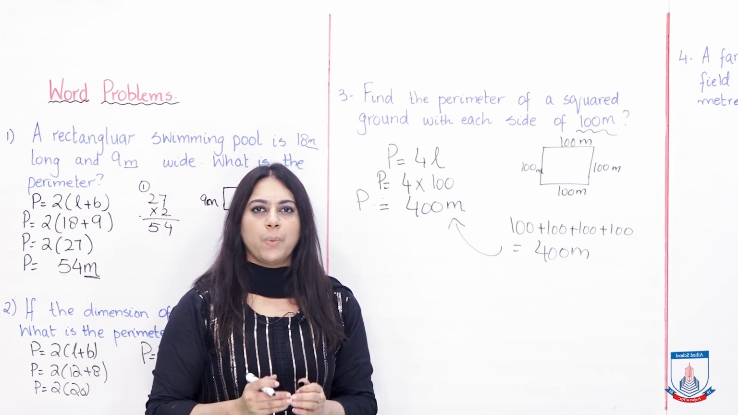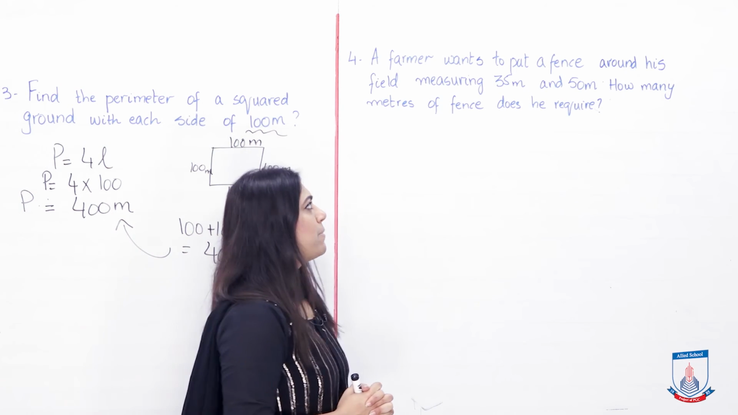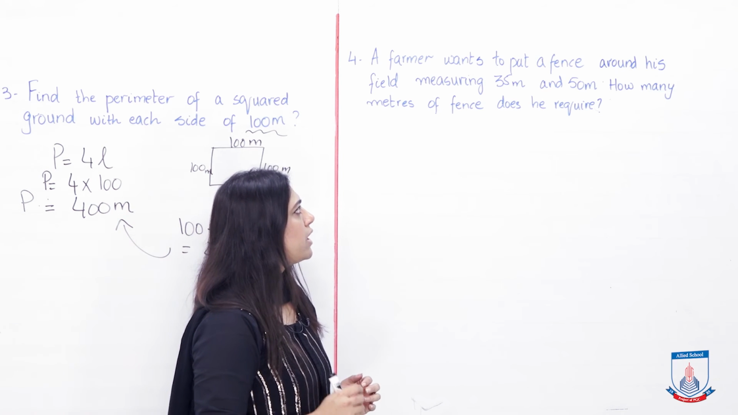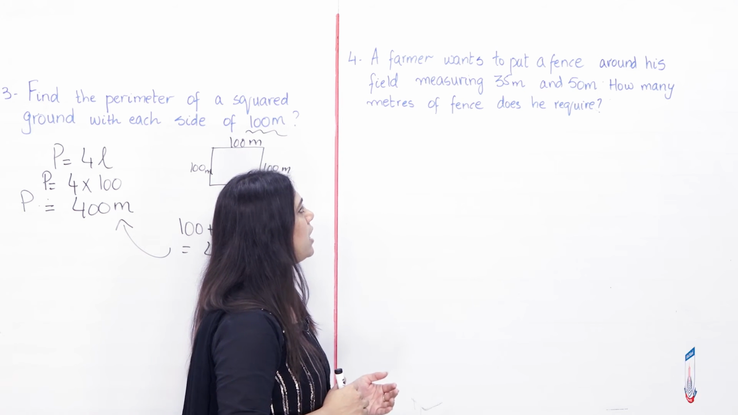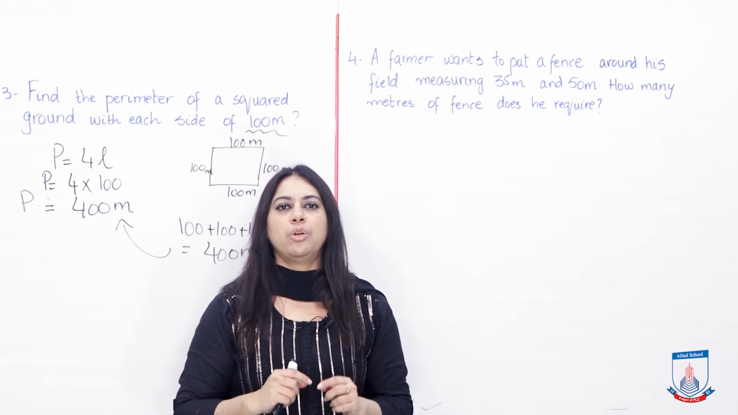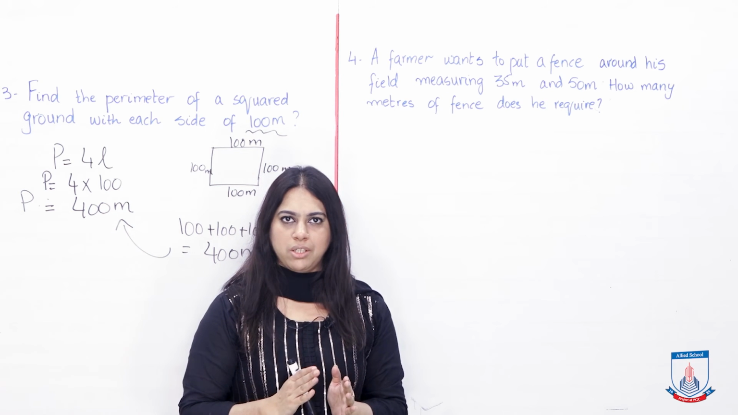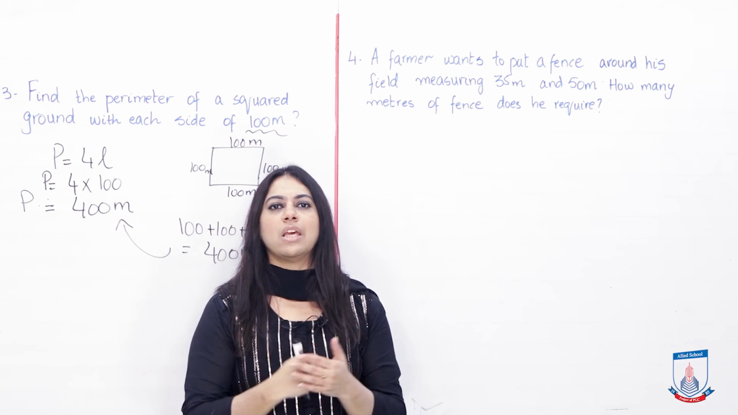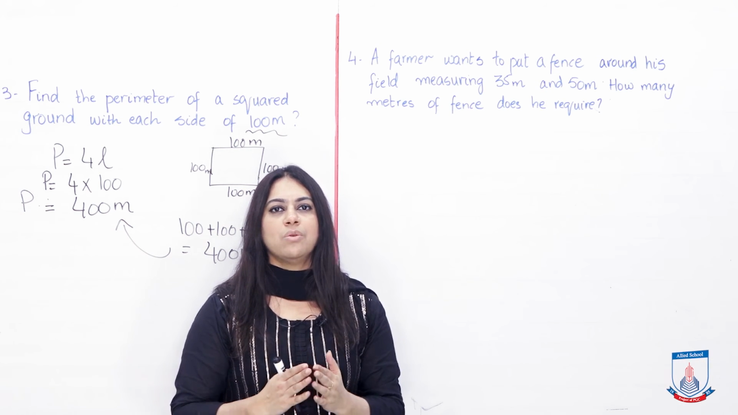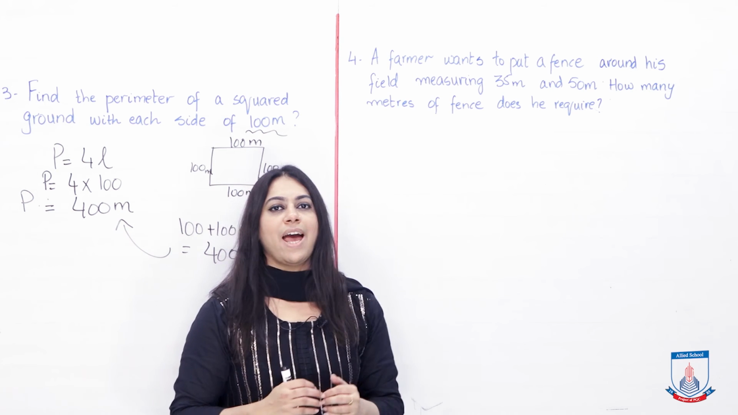Let's see what we have in question number 4. A farmer wants to put a fence around his field measuring 35 meter and 50 meter. How many meters of fence does he require? A farmer has a field and wants to put a fence around it. For that, he first has to find the perimeter, because the fence will go along the outer boundary, and then he can find how much fence he needs. So he has found the measurements of his field, which are 35 meter and 50 meter.